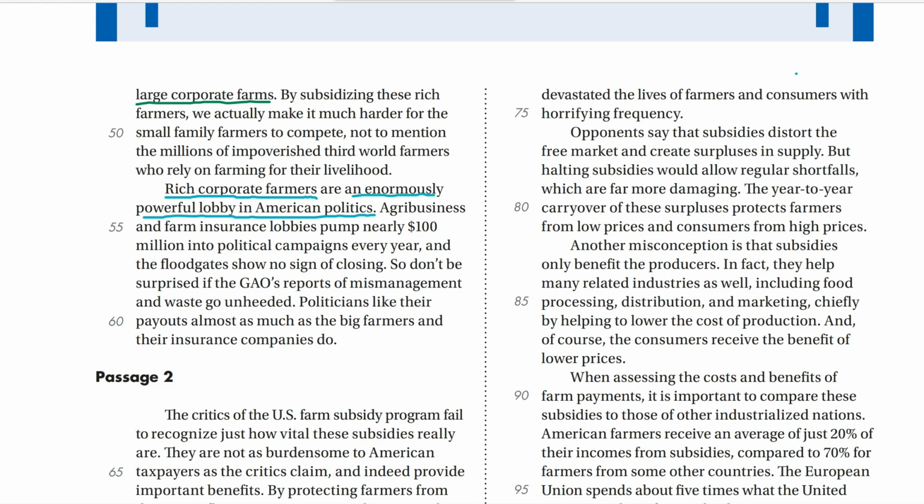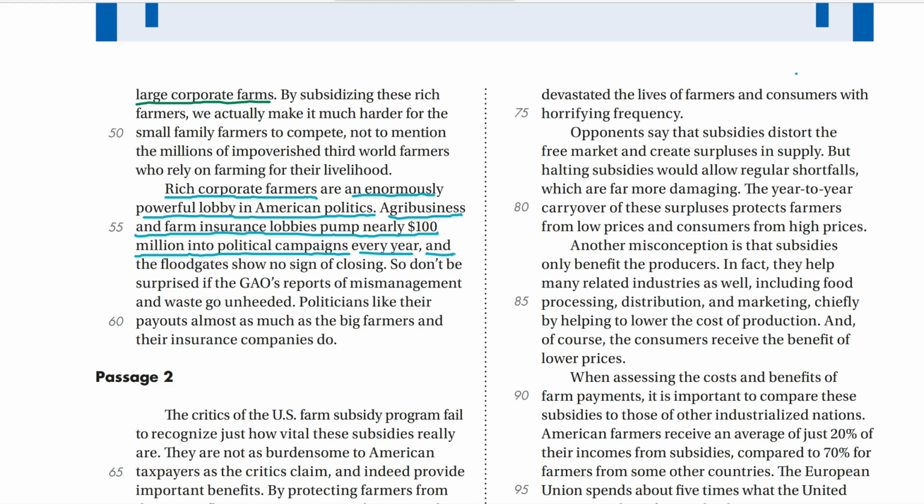Do you know what a lobby means? It means groups that come together; they have formed blocs in American politics. How? What do they do? Agribusiness and farm insurance lobbies pump nearly $100 million into political campaigns every year, believe it or not. And that's a kind of corruption. These agricultural and commercial blocs pay about $100 million into political campaigns in America.